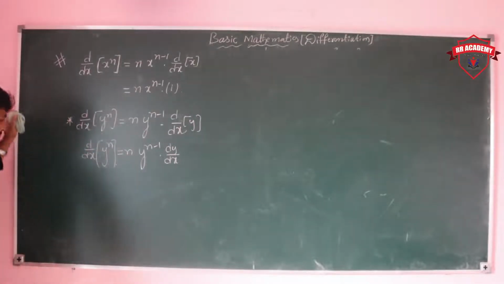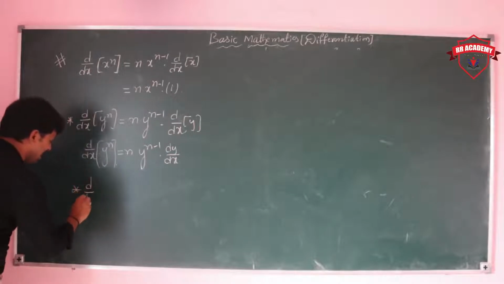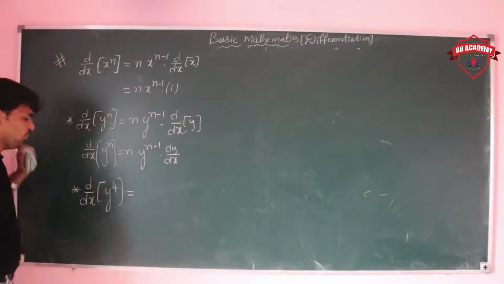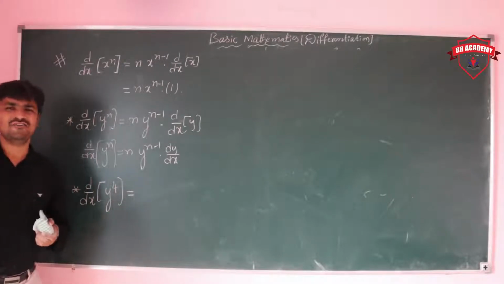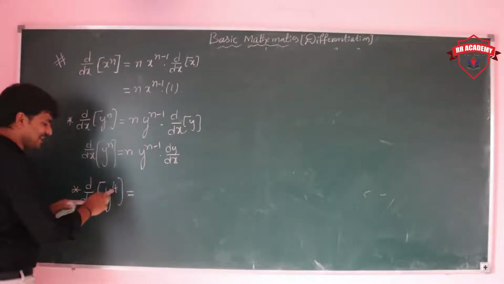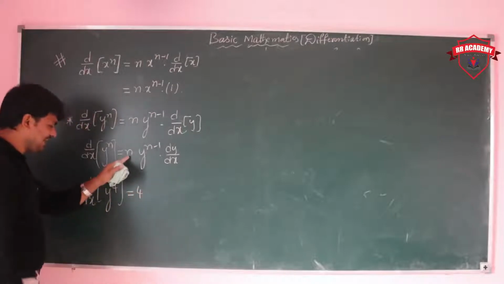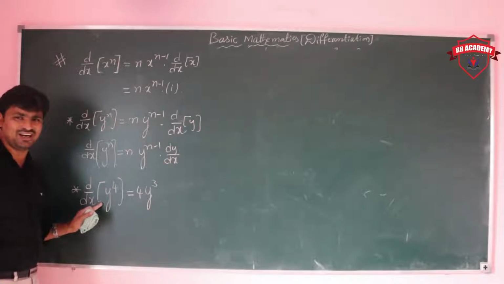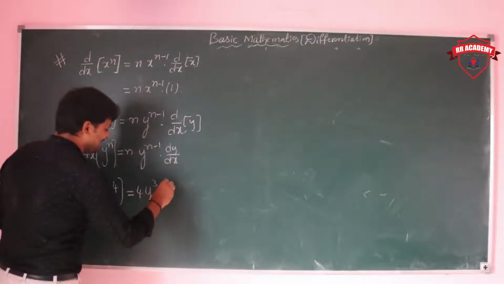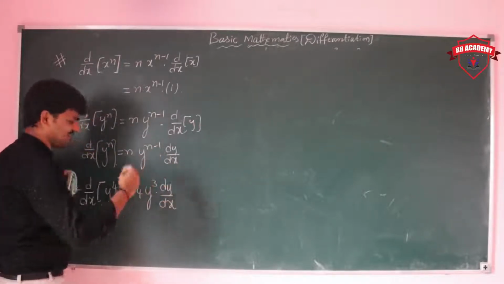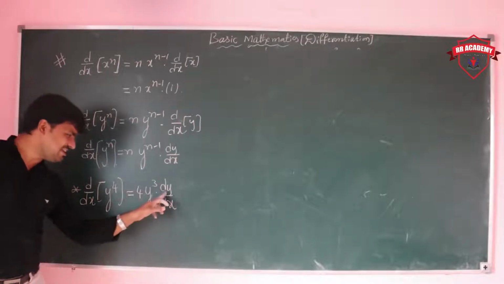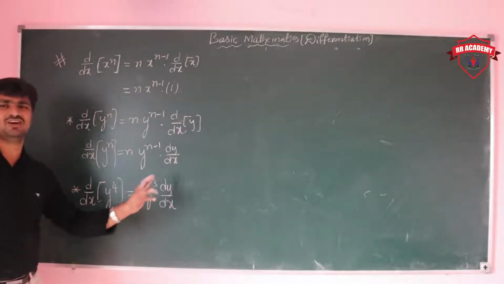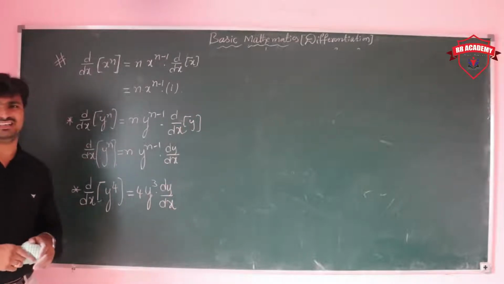In case you have d by dx of y power 4, then how do we solve? Very simple. It looks like y power n: n into y to the power of n minus 1, that is 4 minus 1, 3, into dy by dx. Why are we getting this dy by dx? Differentiable function and differentiating function are both different.